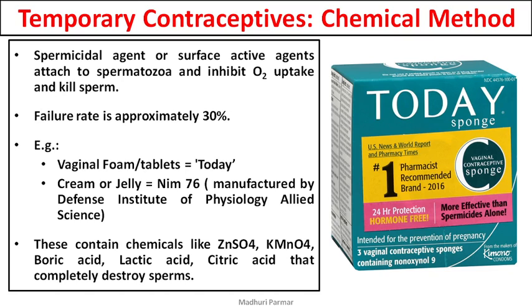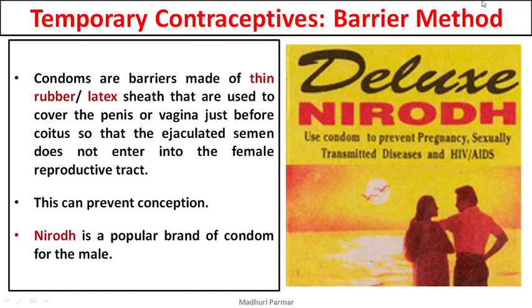Clear? During fertilization, I had told you optimum pH is required. This optimum pH is alkaline. So if the pH becomes acidic, the sperm cells lose motility, they lose their function, and this is how they are destroyed. The second method in temporary contraceptives is the barrier method. Barrier method is where you are putting some barrier, some hurdles, so that the sperms cannot meet the ovum.